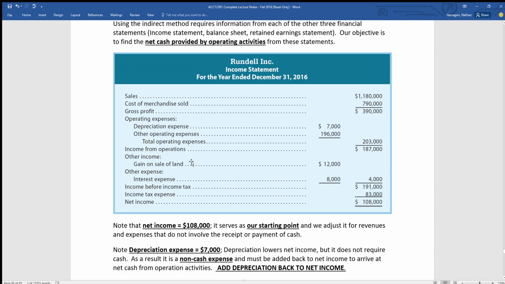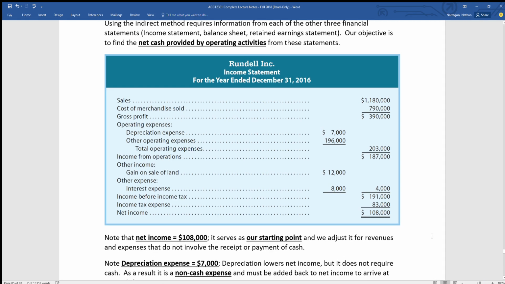So, starting off, we're going to use Rundell Inc. And here's their income statement. It's a nice, pretty, awesome income statement. And we have sales, cost of goods, gross profit again. We got depreciation, other operating expenses. We got a gain on sale of land, and interest expense.